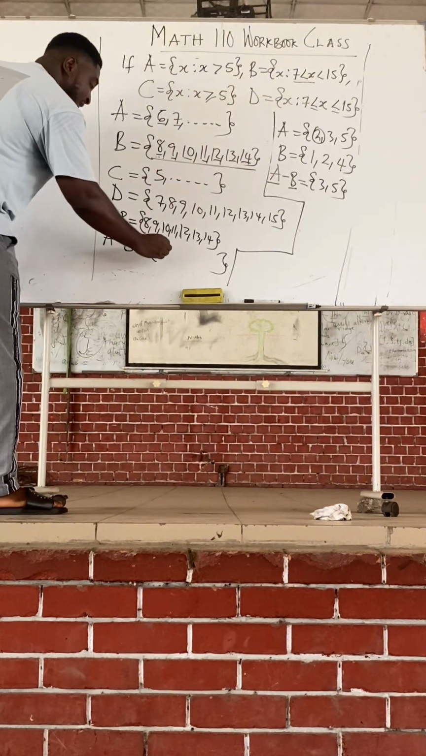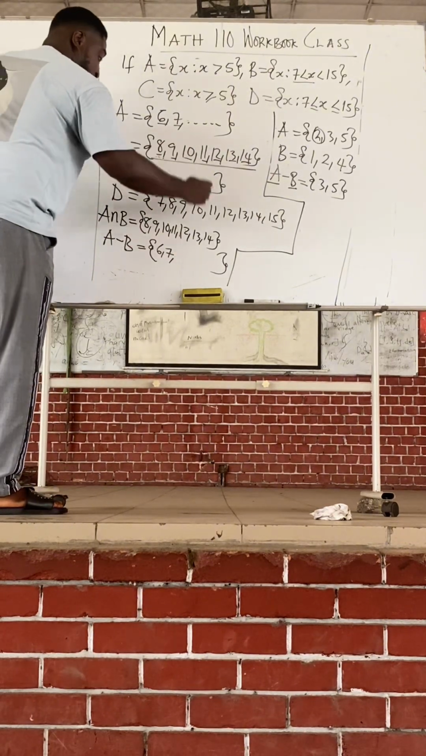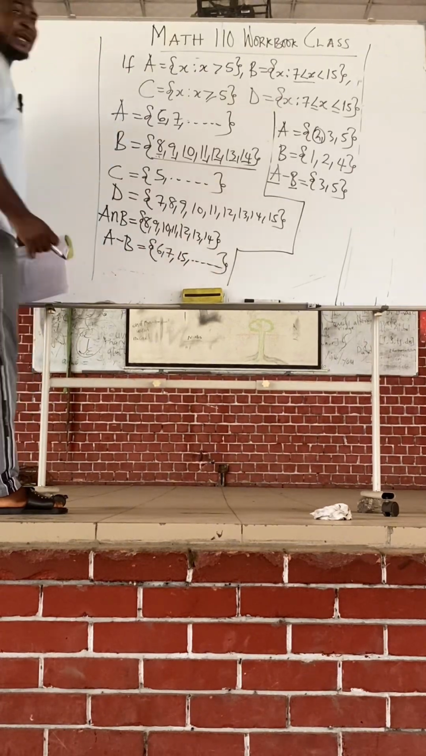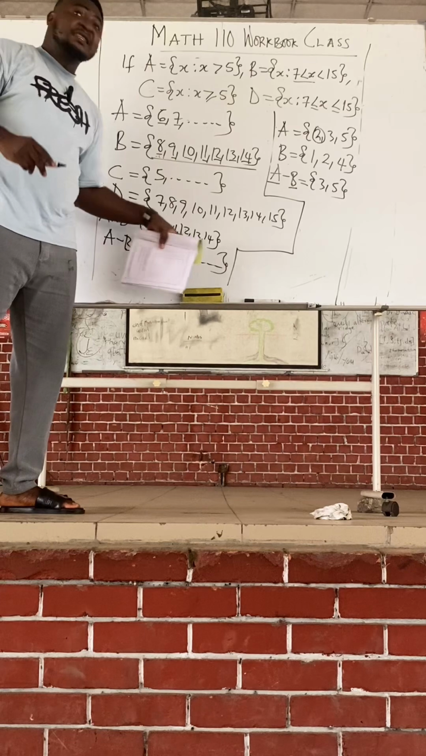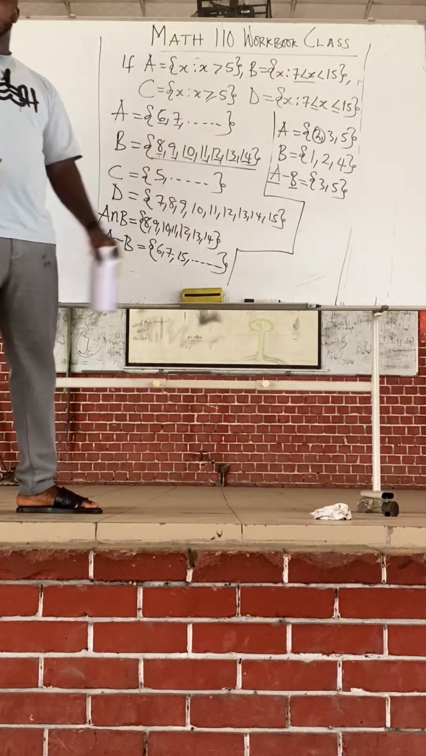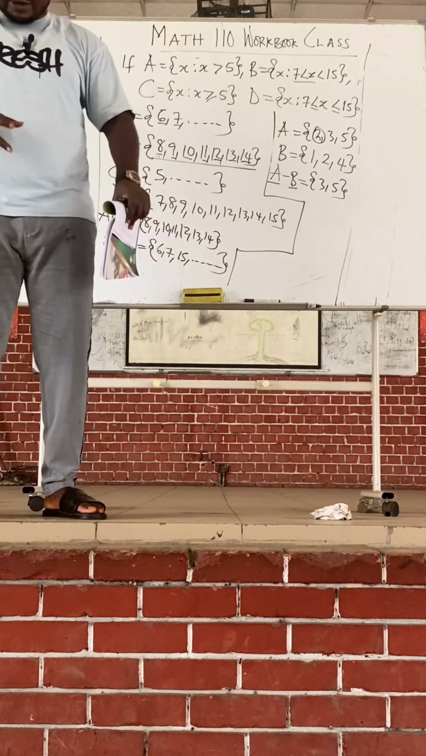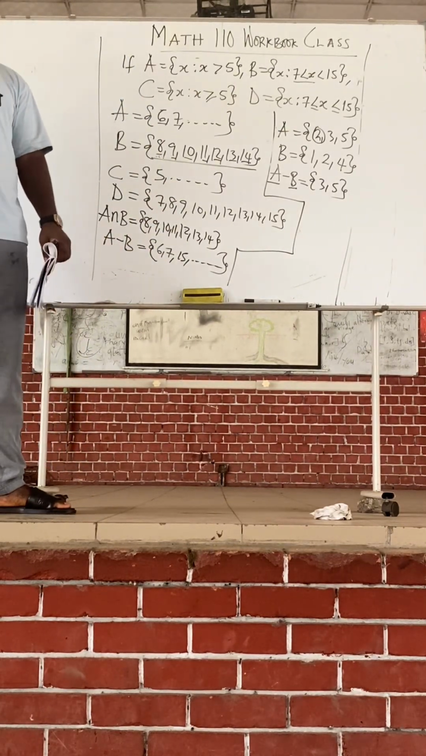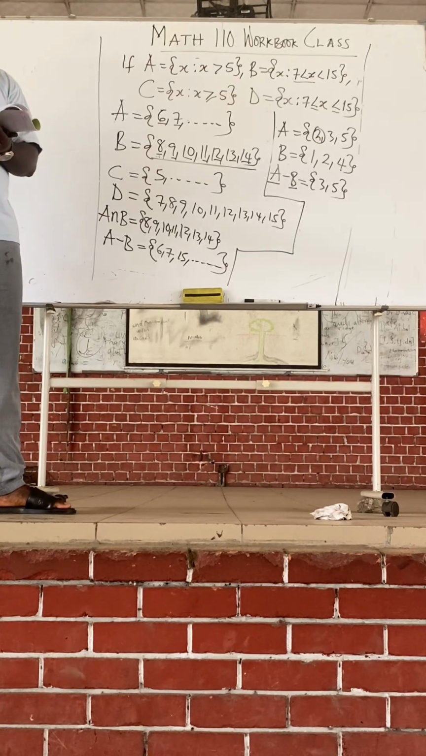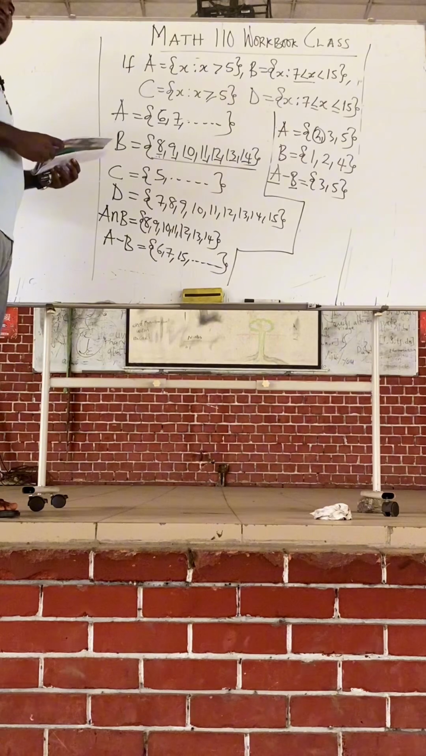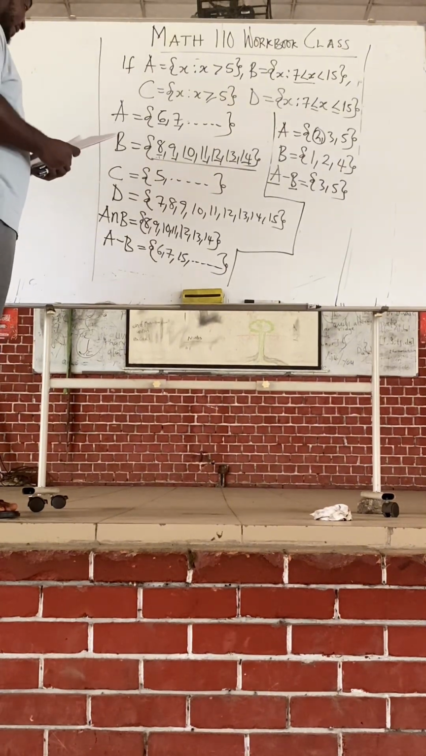So A minus B will be 6, 7, 15 till infinity, right? After removing every member of B from A, the members of A that still survive will now be the final answer. Class, that's the difference between two sets.